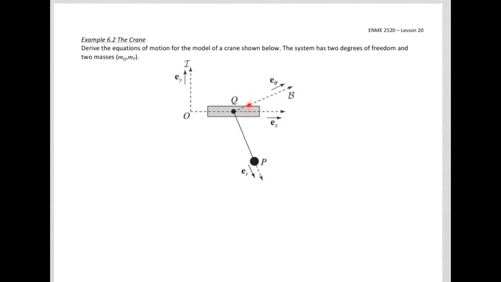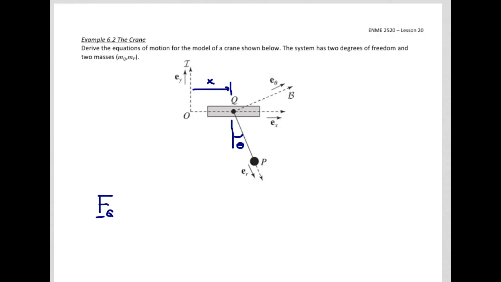There's a mass Q and then there's a mass P, but then there are also 2 degrees of freedom, in which Q is defined by the linear position, or the Cartesian coordinate x, and then P, or the pendulum, is going to be defined by the angle theta. And so to do this, we're simply going to solve F equals ma twice.